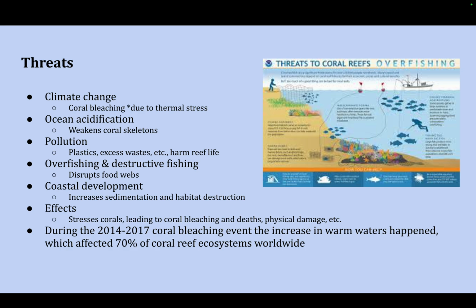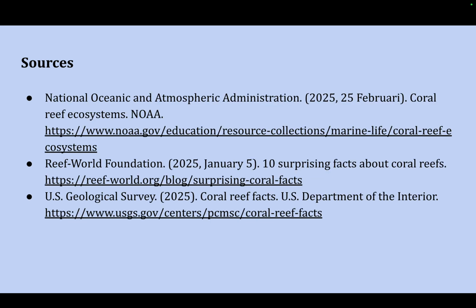Ocean acidification weakens coral skeletons. Pollution, which is kind of like climate change, includes plastic and excess waste that harm marine life. Overfishing disturbs the food webs, and coastal development increases sedimentation. And the effects stress coral, leading to coral bleaching and deaths and other physical damage. In the diagram over here, you can see some other ones. And these are my sources.